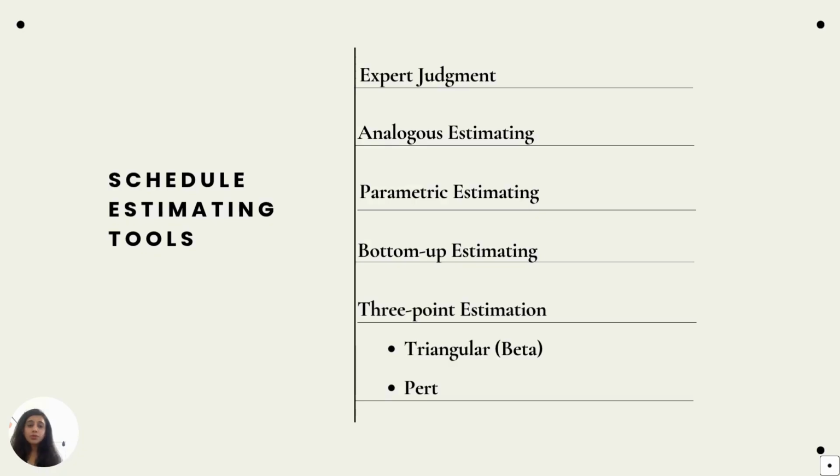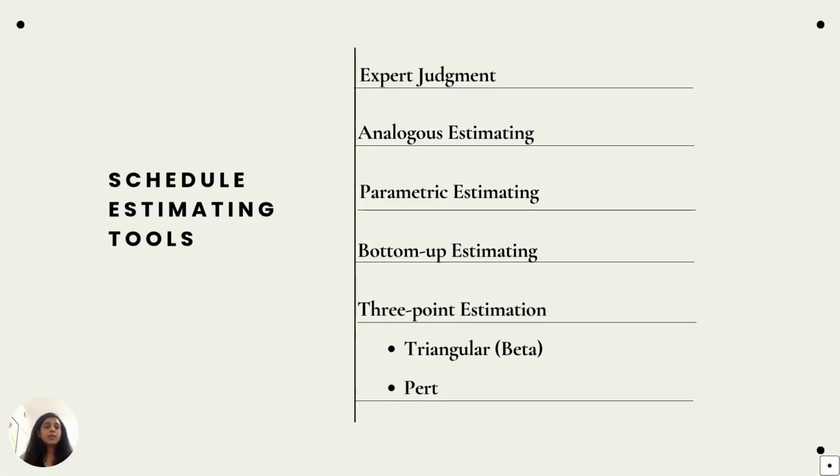There are different tools which you can use to estimate the schedule. Those are expert judgment, analogous estimating, parametric estimating, bottoms-up estimating, 3-point estimation. And it has 2 different types: Triangular, also known as beta, or PERT. So let's go into each one of them, what it means and what it includes.